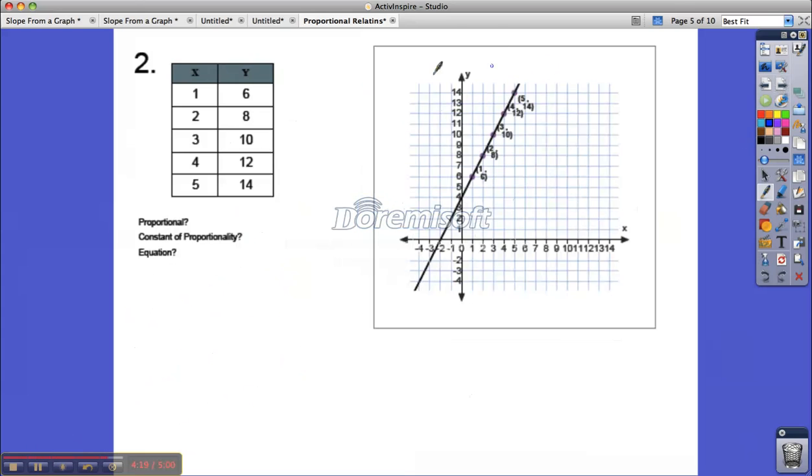Quickly, if we look at this one, we can tell that this is not proportional, and here's why. Though it is a straight line, the line does not cross through 0, 0. The origin, it crosses through 0, 4. So this is not proportional because we don't start at the origin. Then if we look at the constant of proportionality, we have 6 over 1 equal to 8 over 2. If I simplified 8 over 2 over here, what is 8 over 2 equal to over 1? It should be 6 over 1 if it were proportional.